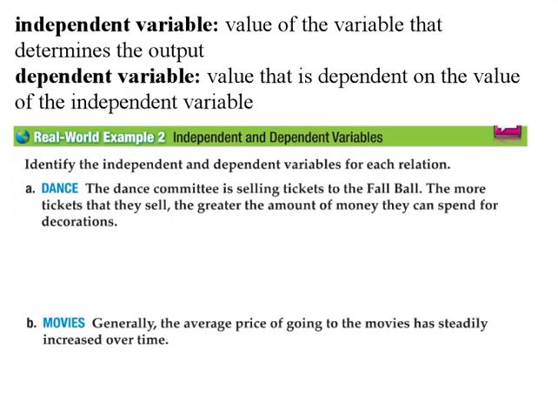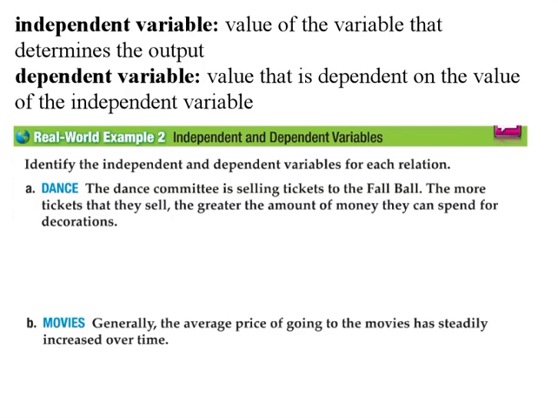So it says identify the independent and dependent variables for each relation. The dance committee is selling tickets to the fall ball. The more tickets that they sell, the greater the amount of money they can spend for decorations.